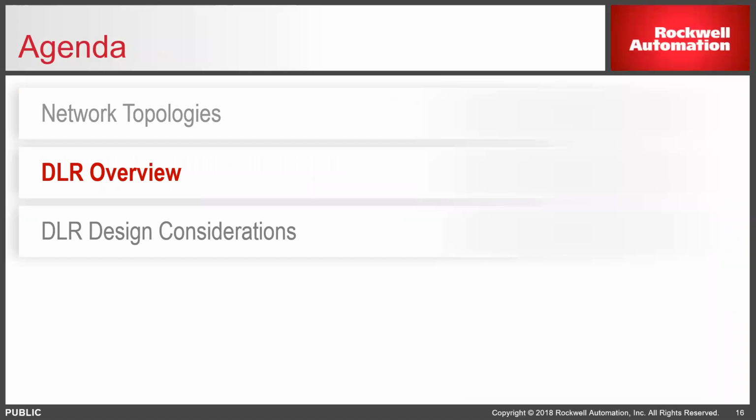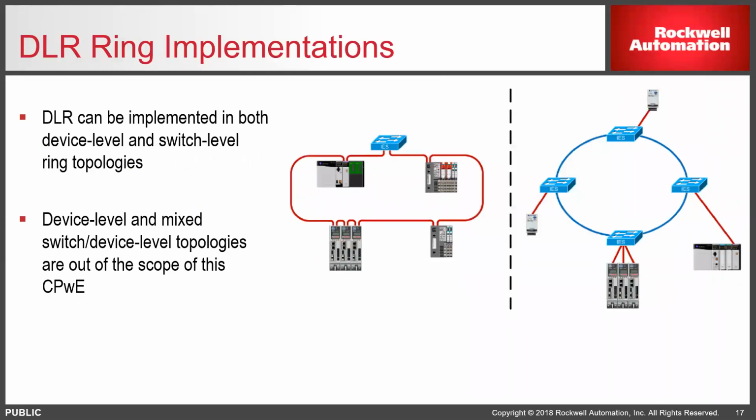So we're going to move into the DLR overview. DLR can be implemented in both device level and switch level ring topologies, both seen over on the right. The far right would be your switch ring, and the closer one would be your device level ring. Device level and mixed switch and device level topologies are out of scope with this CPwE.